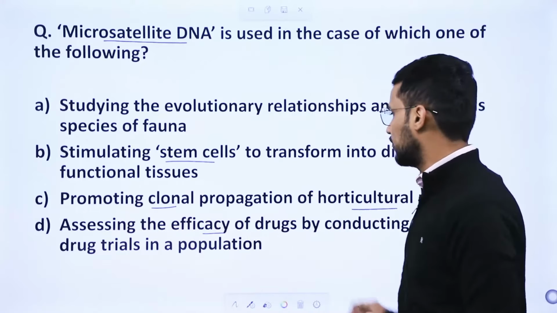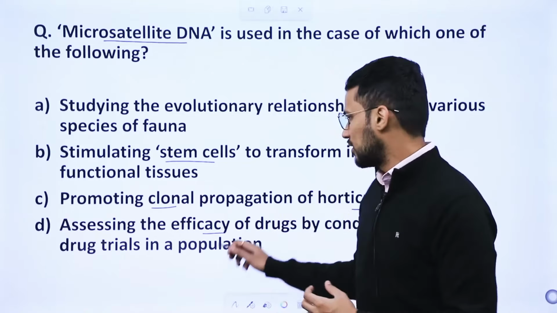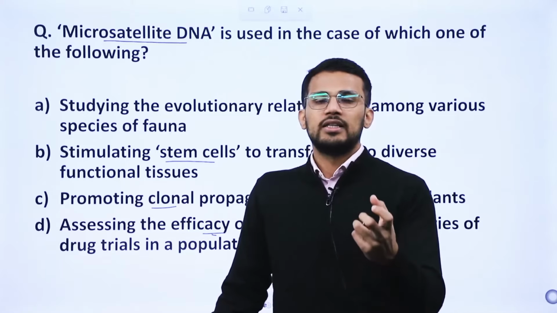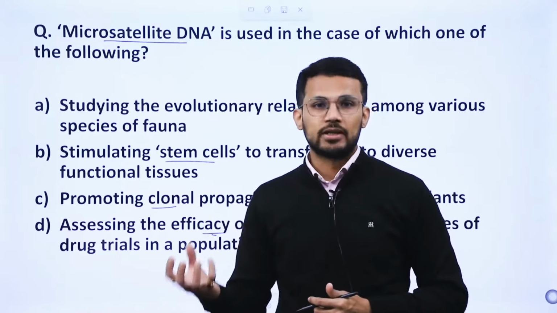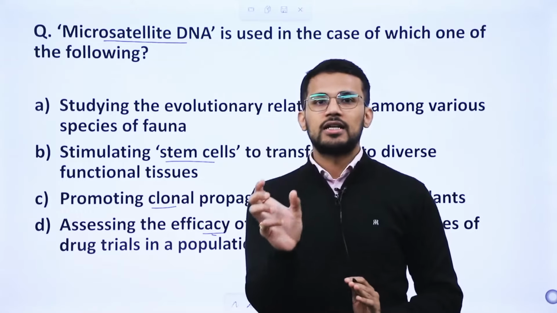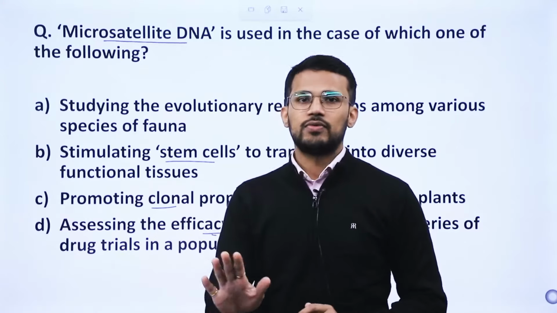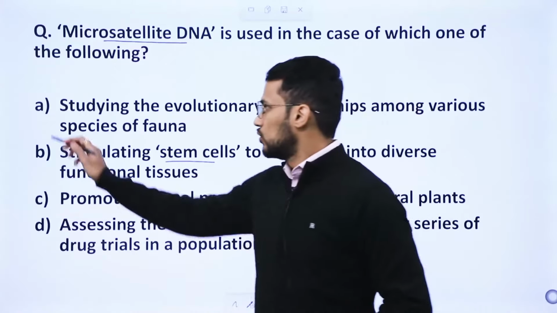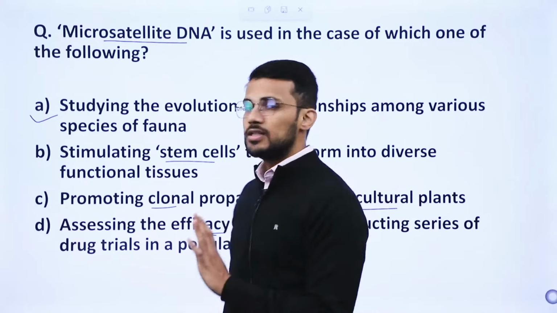And D is assessing the efficacy of drugs by conducting a series of drug trials in a population. Now, in order to understand the efficacy of drugs, till today we are not focusing on their impact on different genes or people with different genetic makeup, right. That kind of thing we have not started as of now. There is a term called pharmacogenomics. In pharmacogenomics we would do that, but as of now we are not doing it. So if you are able to apply some elimination technique, which is very difficult, you could have solved this question, right. But otherwise this was a difficult question, fine.